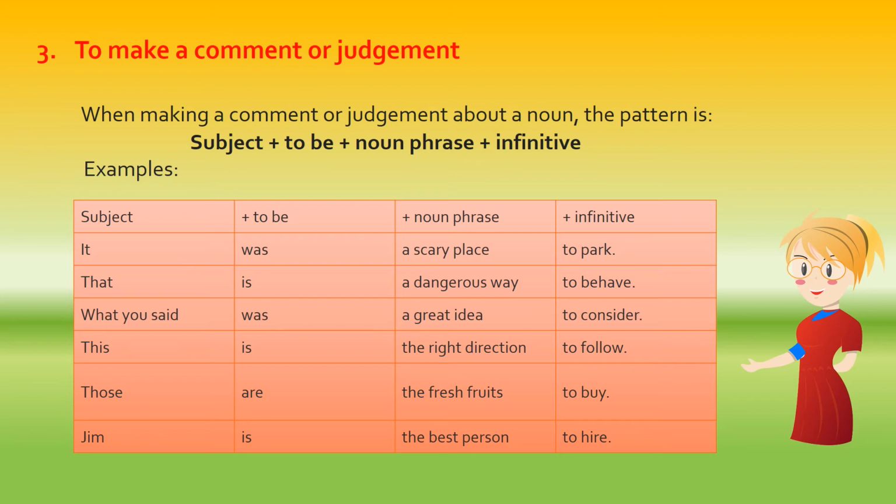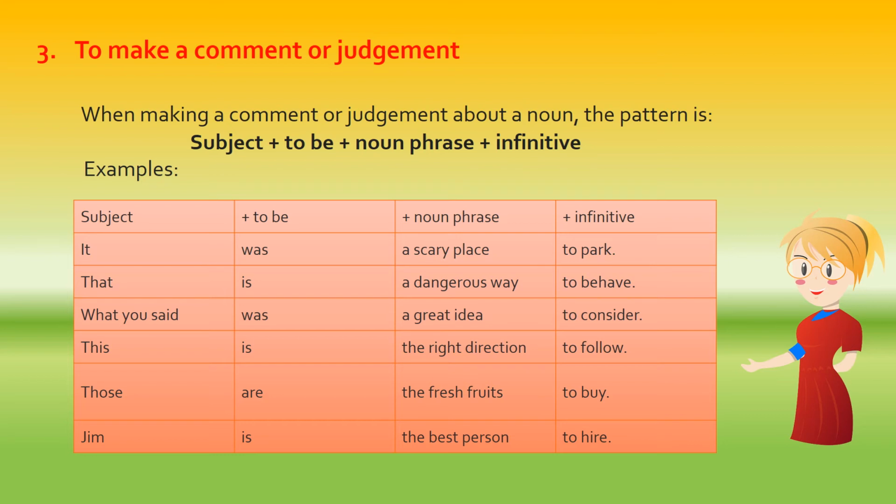In the next sentence, what you said was a great idea to consider. So the subject here is what you said, followed by the be verb was, and a noun phrase, a great idea, followed by the infinitive to consider. Another sentence, this is the right direction to follow. So you have the infinitive to follow.